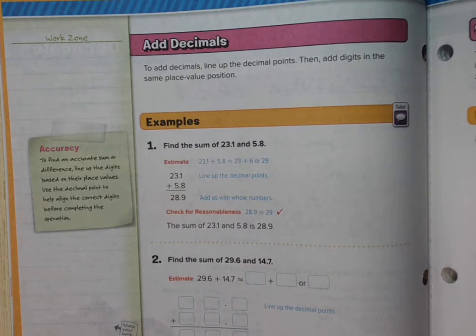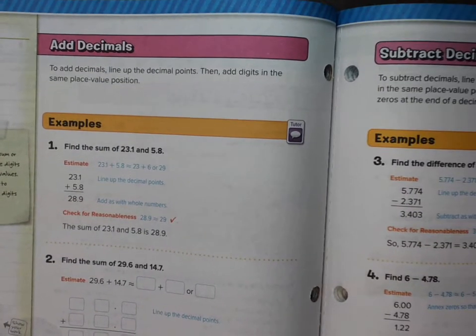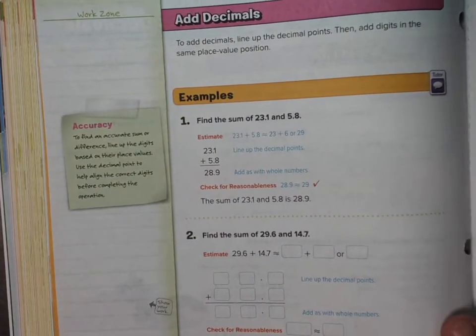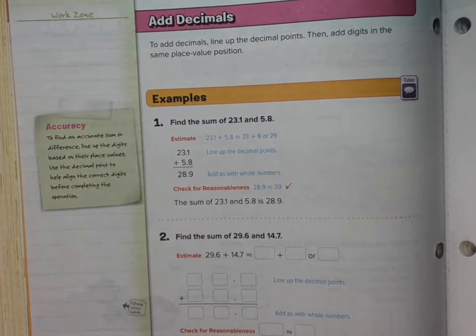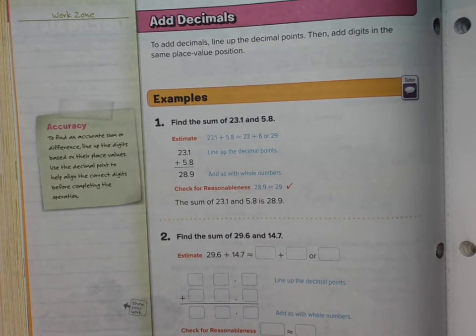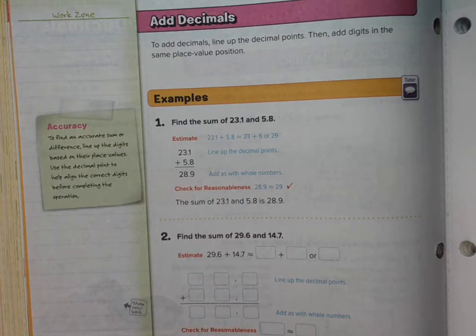So to add decimals, you line up the decimal points. So a little bit different than multiplication. In multiplication, the decimal point didn't matter until the answer, whereas when you're adding and subtracting, you have to line up the decimal points. And then you just add the digits in the same place value position. So line up the decimal points and then go from there. That should always be your first step.